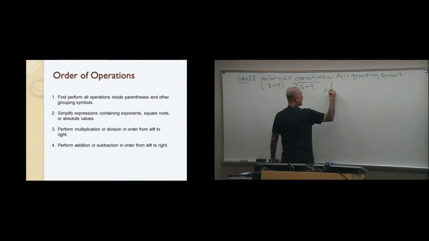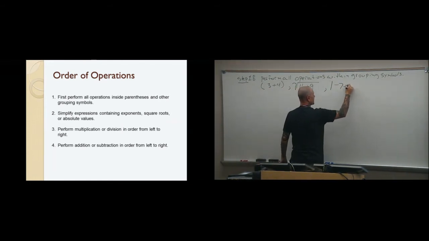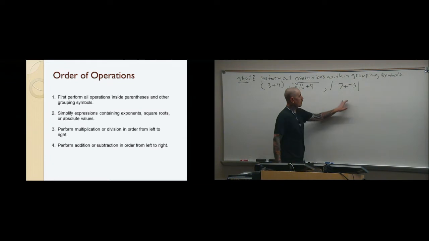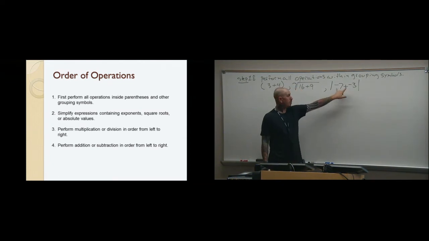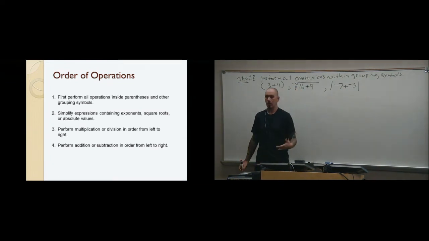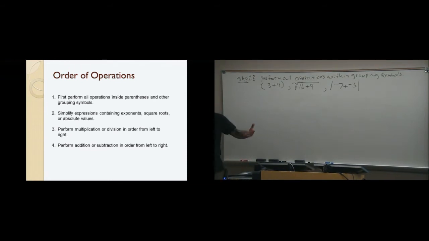Also, something like the absolute value of -7 plus -3. We would have to perform the addition here before we could actually perform or evaluate the absolute value. So those can all act as grouping symbols. Also, fraction bars can act as grouping symbols.